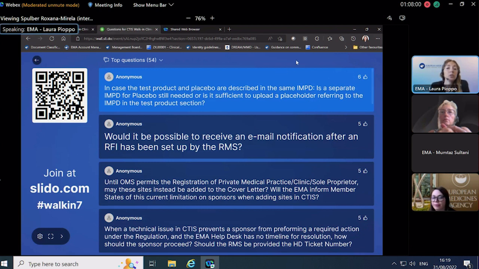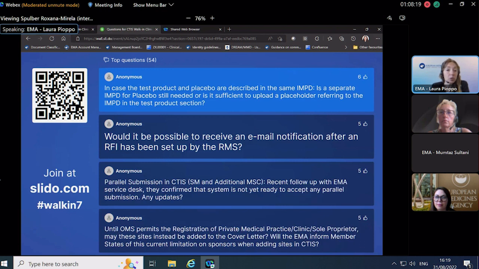Yes, for this, basically what is possible is for the sponsor user to populate a free text, a justification field, that we have implemented in CTIS, where the user can basically mention that the same IMPD document is provided or that there is reference to the same documents already available in the system. So it's possible basically to cross-refer, as I'm saying, to the same documentation available for the test product.